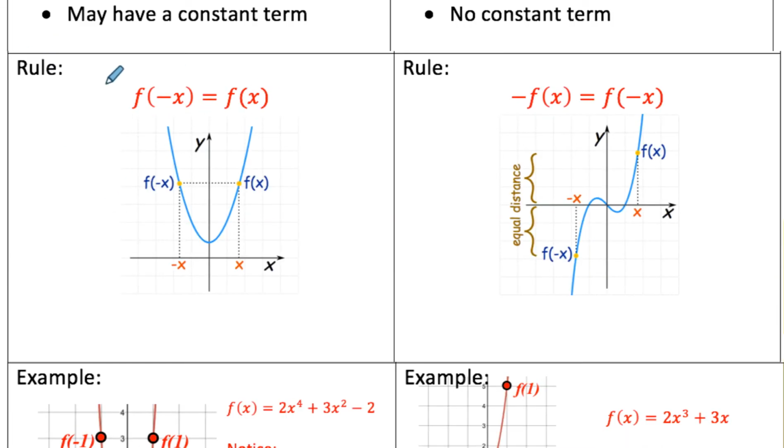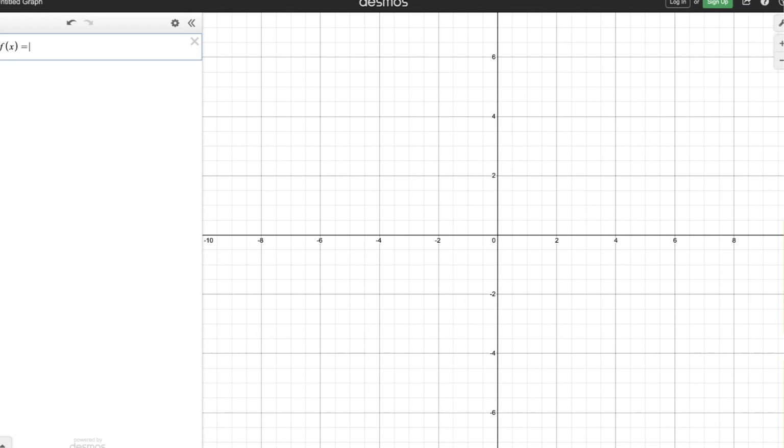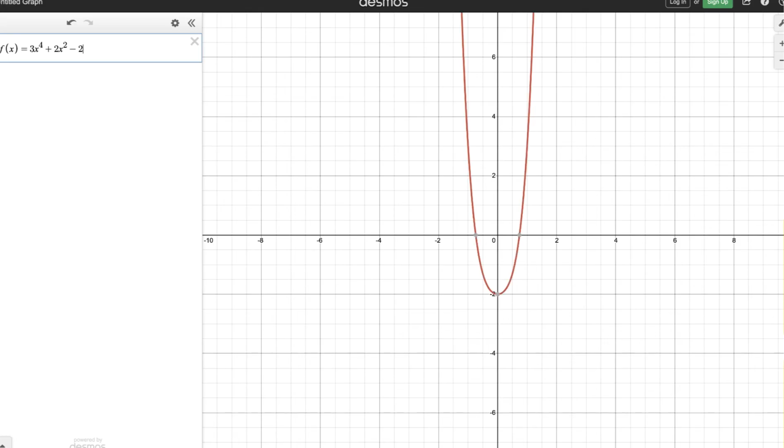Before I talk to you about this algebraic rule that we have for all even functions, let me just show you one in Desmos. So let's make up an even function. For it to be an even function, all the terms have to be even degree. So let's say 3x to the 4 plus 2x squared, and it can have a constant term, so let's say minus 2. There's an even function. Notice it has line symmetry about the y-axis. If I drew a vertical line through an x value of 0, notice the function, if reflected across that line, would remain unchanged.